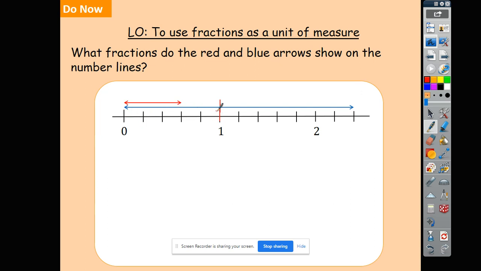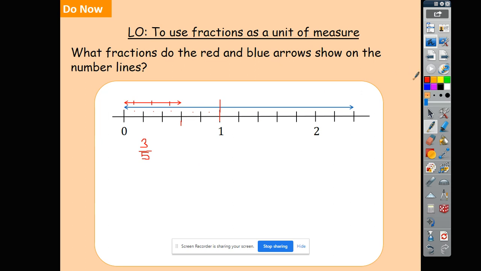So how many parts has this one whole been split into? So it's 1, 2, 3, 4, 5 parts. So we know that our denominator must be 5. So how many parts is the red line covering? Well, 1, 2, 3. So we have 3/5. So we know that this point here is 3/5.